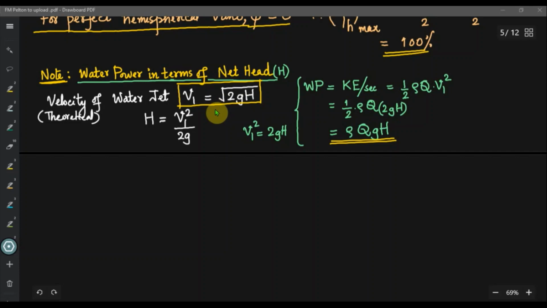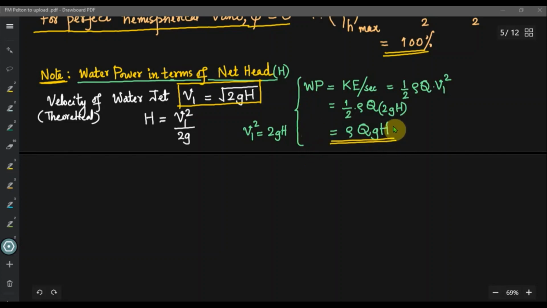Ideally, Cv is equal to 1. And in that case, the actual velocity of the jet will be equal to the theoretical velocity when Cv is equal to 1. Otherwise, the actual velocity of the jet will be V1 is equal to Cv into root of 2gH. Then water power will be equal to half rho Q V1 square, half rho Q into 2gH, that is, instead of V1 square we substitute. So rho Q g H, that is the expression for water power.